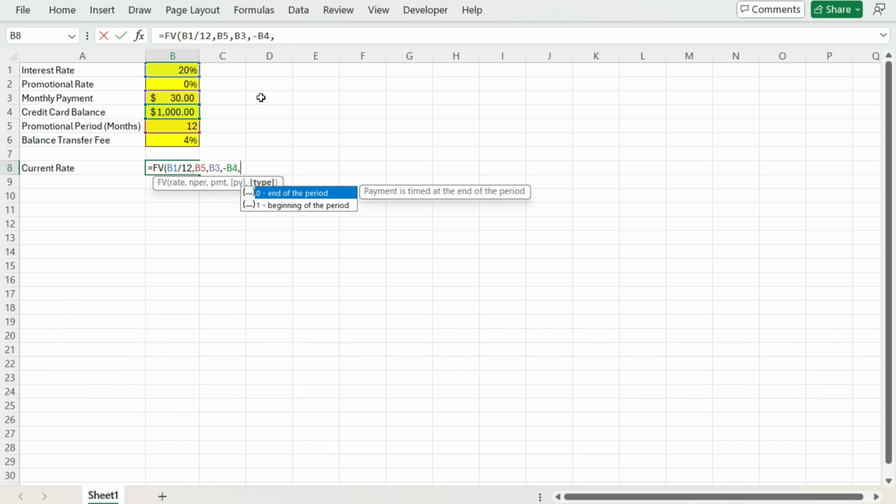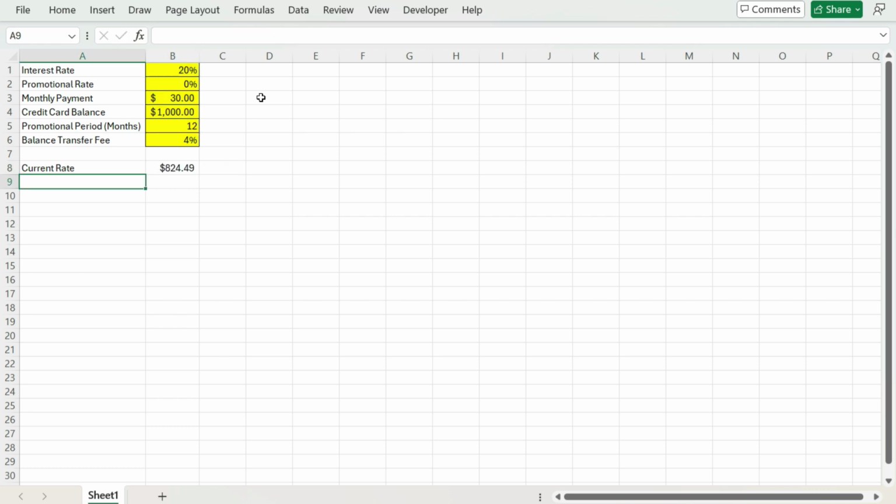I'm just going to set it to the default end of period because we're assuming that our payments are going to be the same. So it's going to be the same payment patterns as well. So now at our current rate, after 12 months, our balance would be reduced to $824.49. Now let's say at the promotional rate, what would our balance be? In this case, we can just copy this formula exactly as it is. Paste it down here. The only thing we need to do is just adjust this interest rate. Whoops. So we're pulling in the promotional rate as opposed to the current interest rate. So now we see the difference in those different balances.